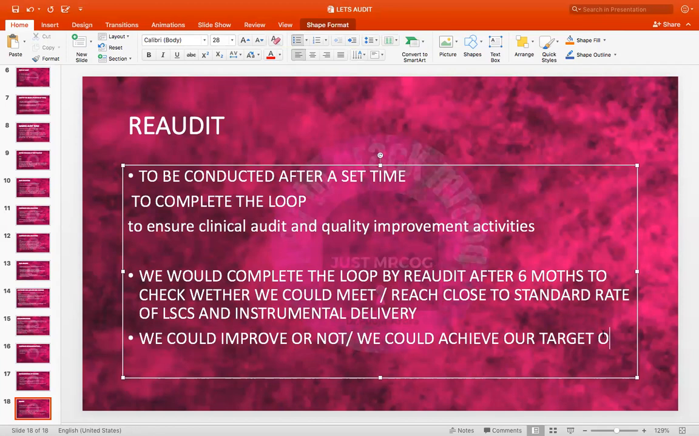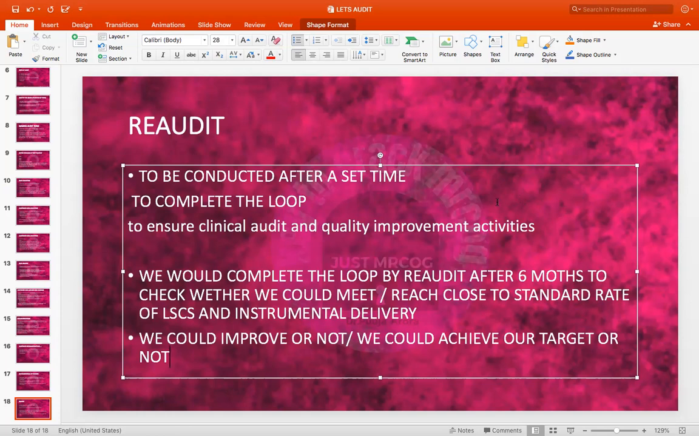If we could achieve our targets, then whatever changes have been made, we'll continue with that. Even after 6 months, if we cannot achieve the target, then again there would be analysis, again comparison, then again results and interpretation, then again a meeting, again a new recommendation and implementation. Re-audit is a very simple line. The generalized line is to be conducted after a set time to complete the loop.